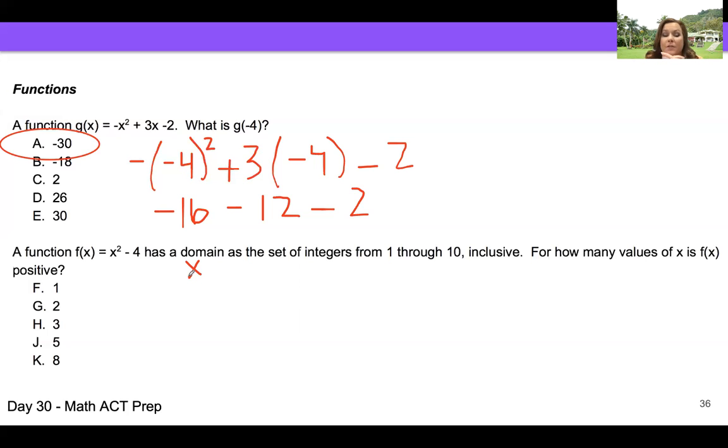For how many values of x is f of x positive? Okay, well, let's just try it. If x is 1, we get 1 squared minus 4 is -3. It's not that one. Let's try 2. 2 squared minus 4 is 0. It's not 2. When we get to 3, 3 squared is 9 minus 4. Now we've got 5 positive. So you've got 3, 4, 5, 6, 7, 8, 9, 10. 8. Yeah, have to do a little kindergarten finger counting there.